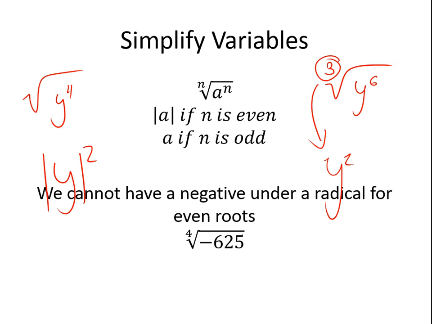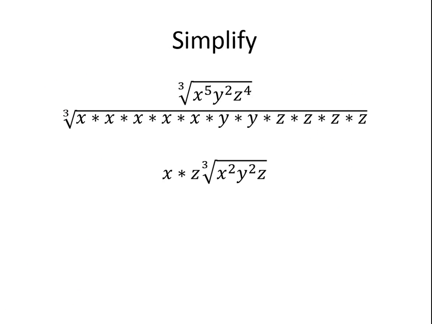So again, you can't have a negative underneath the radical. Now, simplifying. If you get something like the cube root of x to the fifth y squared z to the fourth, you want to break it up. x to the fifth can be written out as x times x times x times x times x, 5 x's in a row. y squared can be written out as 2 y's, and then 4 z's can be written out.